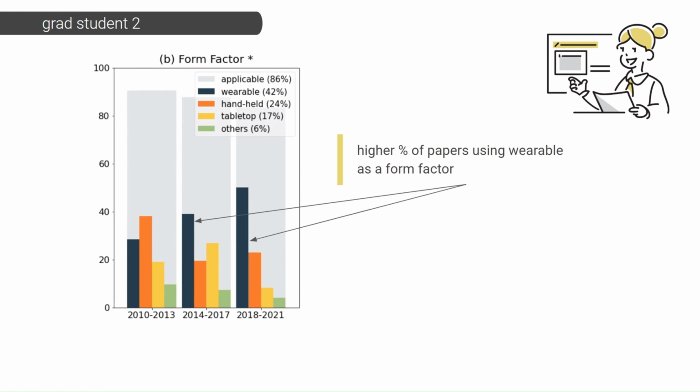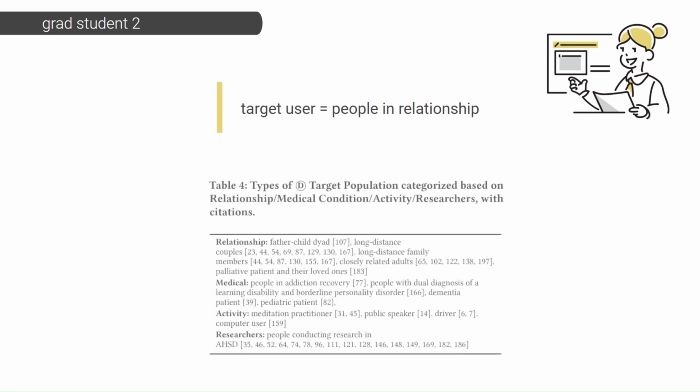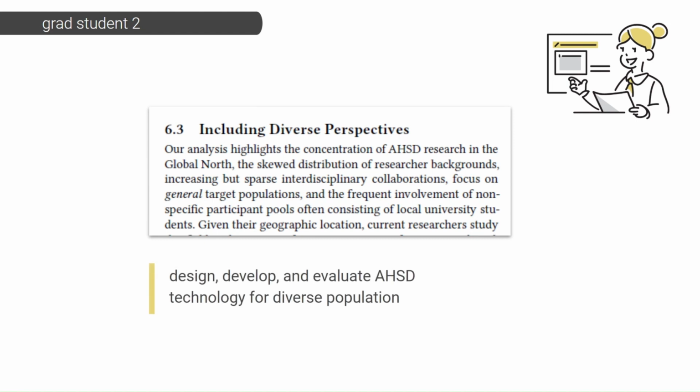So that means there might be a good chance that there is an available technology for it and somebody is using it. As your target users are people in relationship, you jump to this table and find relevant research papers in this area. Further, the discussion section on including diverse perspectives catches your attention and encourages you to think about how this technology can be designed for diverse perspectives. For example, not only designing your device for heterogeneous couples, but for a much more inclusive population.